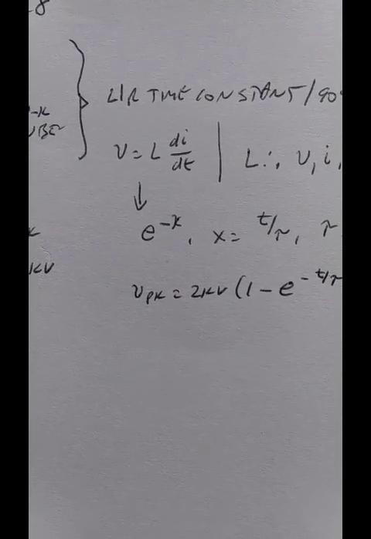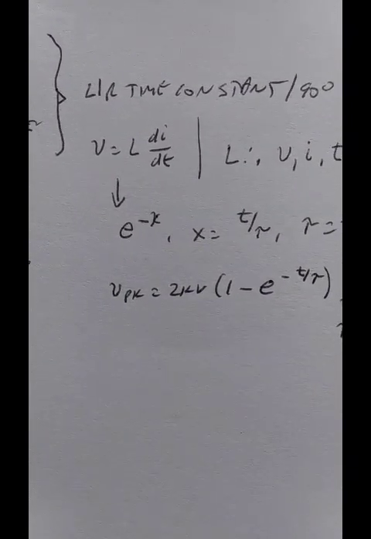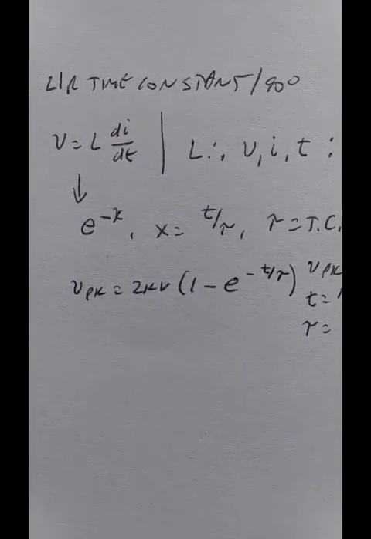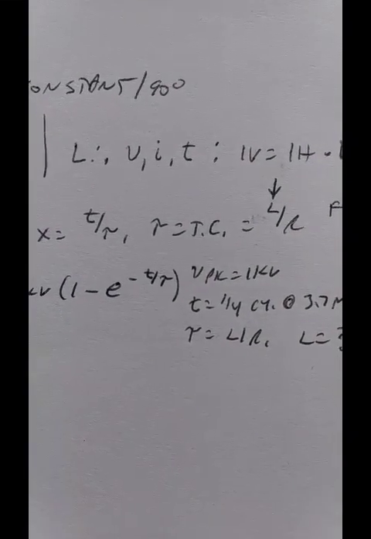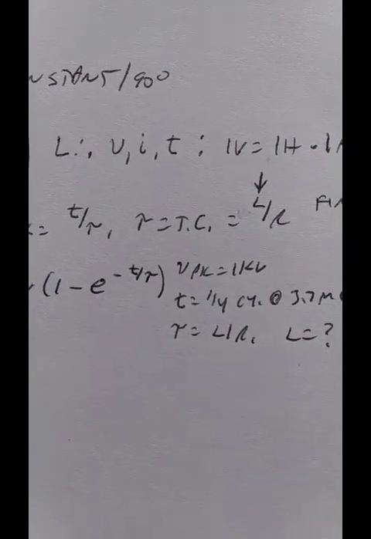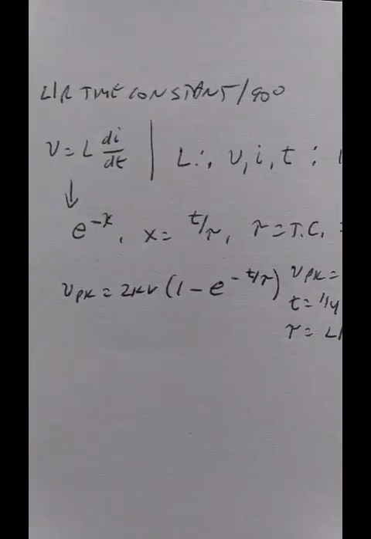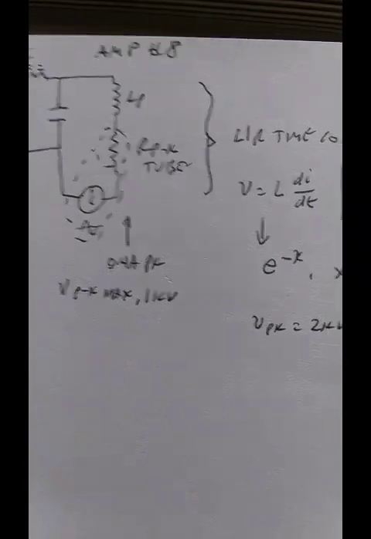That differential equation integrates to the form of e to the minus x, which we'll recognize as e to the minus t over tau, which is a time constant exponential. Tau is the time constant, which is L over R. So if we can find some way to solve that, we can calculate the inductance necessary to arrive at the 1 kV figure across the tube.